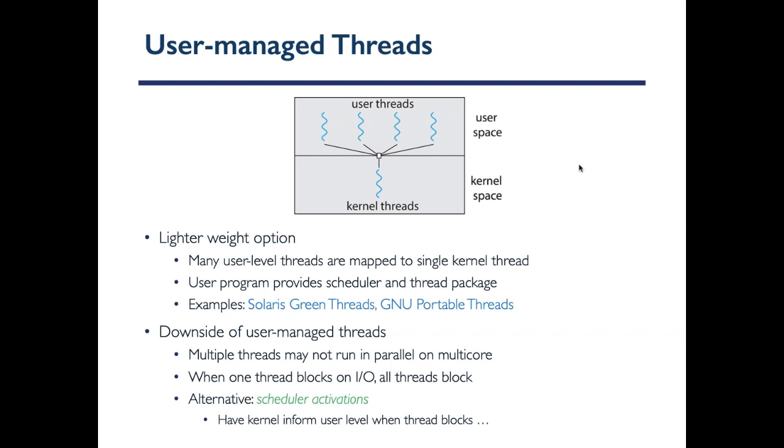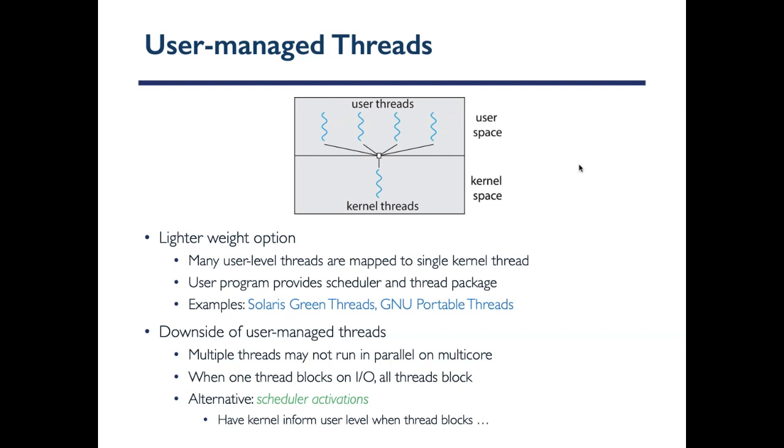The second is if you have a multi-core system, again, from the kernel's point of view, this is just one process with one thread. So why should I give it multiple processors? So other threads inside that process cannot really use multi-core.